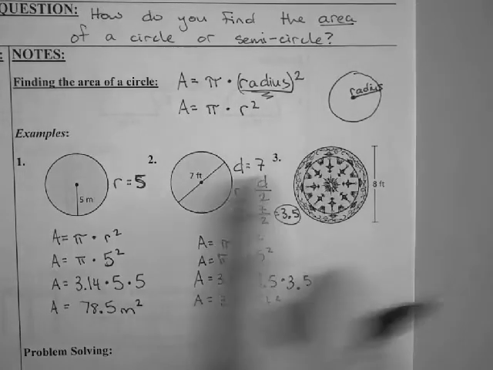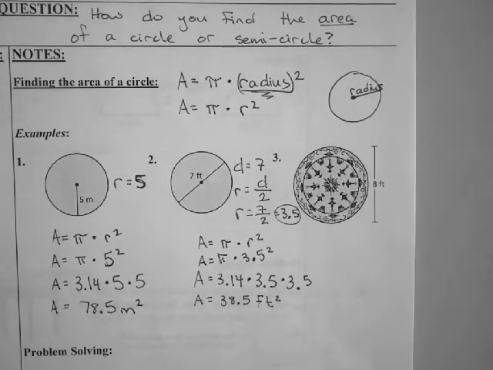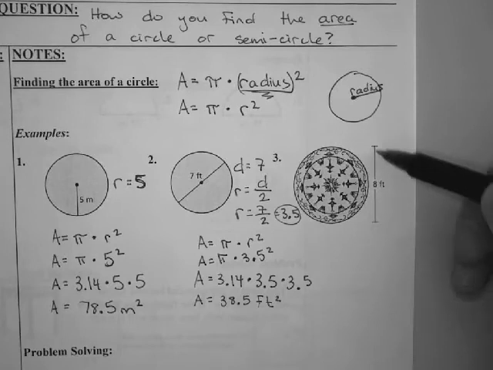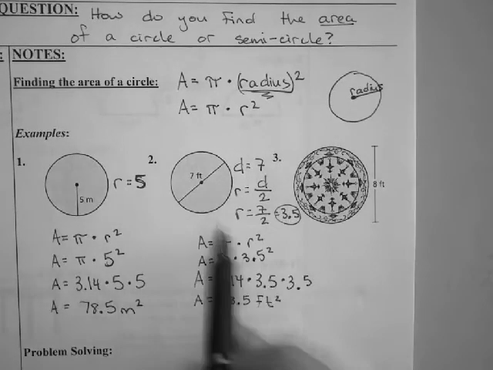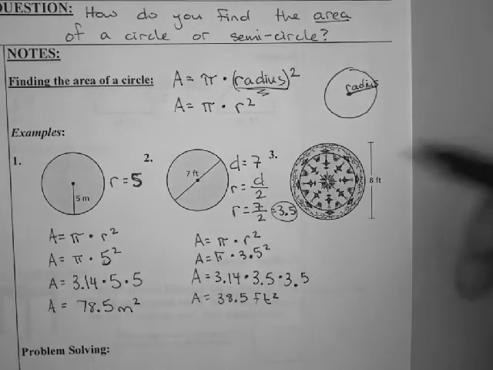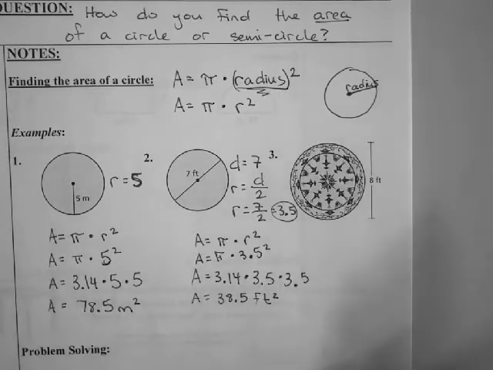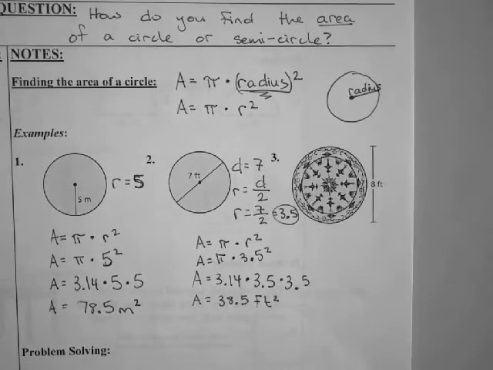Now number 3 is just like number 2, so please try number 3. Remember, you're given a diameter. 8 is your diameter, so you're going to have to find the radius first. So use 8 as the diameter to find the radius, and then you can plug into your equation. So go ahead and pause, and you can take a shot at it, and then we'll look at it together.